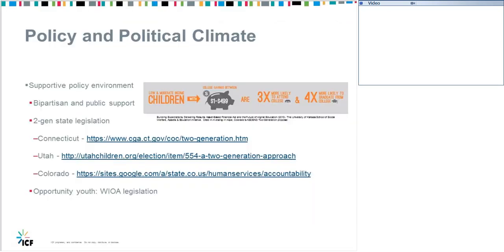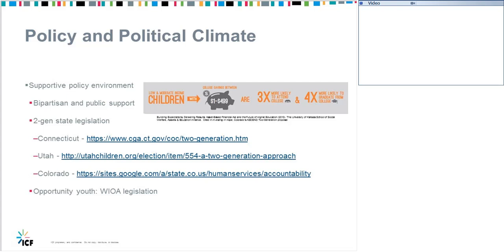So the practice. What are people actually doing around 2Gen and opportunity youth? So I did want to start that and say what's on the slide. So the policy and political climate for 2Gen approaches and programs to serve opportunity youth is noteworthy and supportive. So for 2Gen, we have several states, including Utah, Connecticut, and Colorado, just to name a few, that have passed legislation in favor of 2Gen programming, and bipartisan and public support is also significant and documented here. For opportunity youth, and so on the slides, which I believe will be posted, there are links to that legislation.